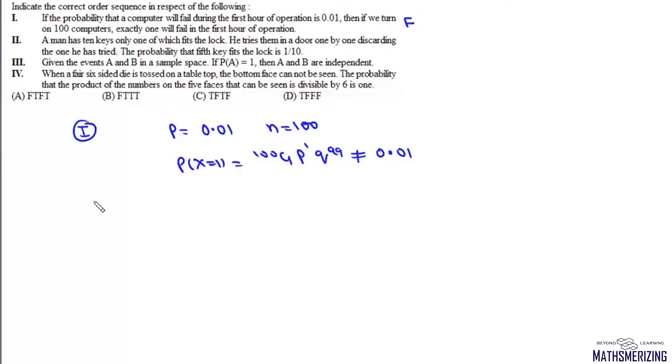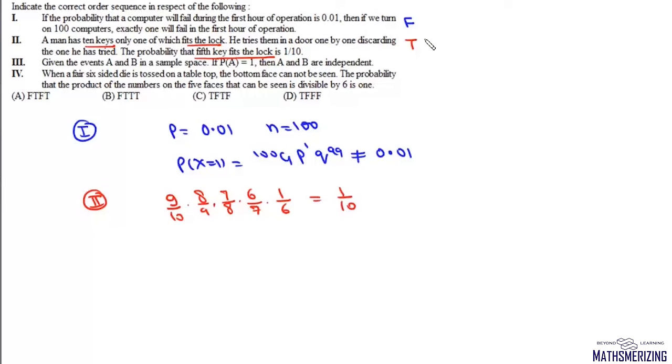Now what about the second one? The second one says a man has 10 keys, only one of which fits the lock. He tries them in a door one by one, discarding the one he has tried. Now we need to find that the probability that the fifth key fits the lock is 1 by 10. The first one should be a failure, so it will be 9 by 10. Second one will be 8 by 9. Third one, 7 by 8. Fourth one, 6 by 7. Now this fifth one has to be the right key, so it will be 1 by 6. So this probability will be 1 by 10. That means this second one is true.